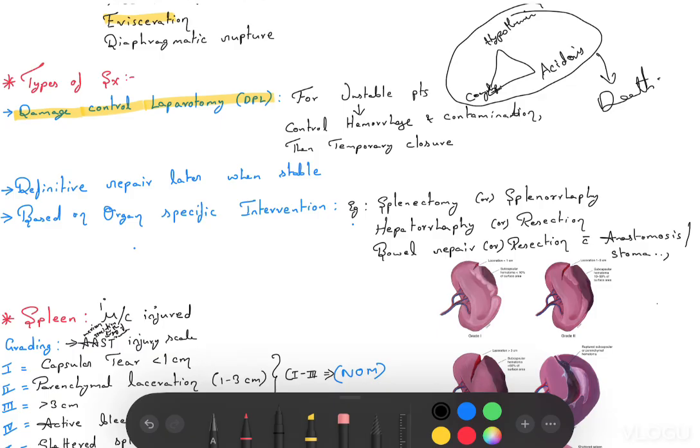So in phase 1, first we do emergency surgery. The objectives are to stop the bleeding, control the contamination, and close temporarily. Then in phase 2, we monitor the patient in ICU for resuscitation. Then we correct the hypothermia, acidosis and coagulopathy, the lethal triad, with medications. Then in phase 3, we take the patient back to the operation theater and do definitive repair. Okay. So these are the things.